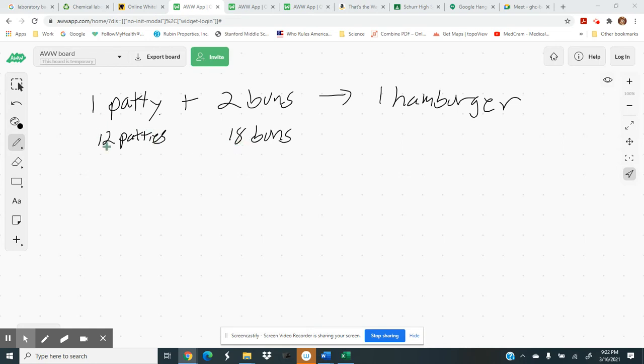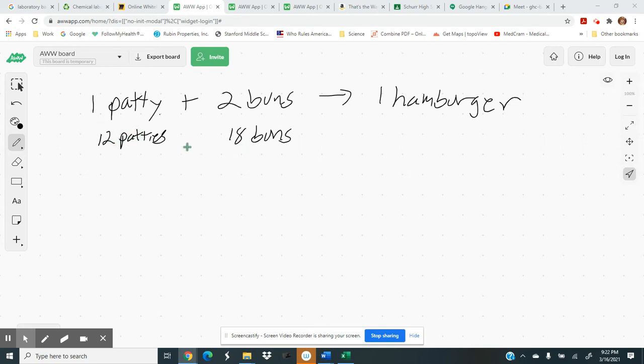So we have to figure out how many hamburgers 12 patties can make, and how many hamburgers 18 buns can make. Whichever one gives you the least number of hamburgers, that's the limiting reactant, because at that point that item will run out. And we're going to do the same thing with reactants in a chemical reaction. So let's go ahead and show how we do this.